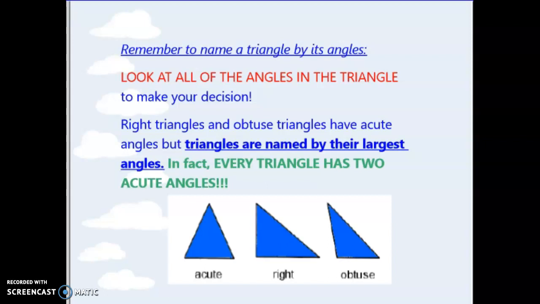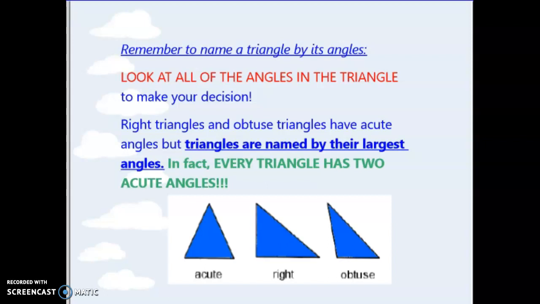In fact, every triangle is going to have two acute angles. But let's look at our three triangles that I drew on this page. An acute triangle, every angle on that triangle is acute. So that one is an acute triangle. But then, look at the second one. That's a right triangle. We see the right angle in it, but we also see two acute angles. But remember, we're going to name it by its biggest angle. Which is bigger, an acute angle or a right angle? A right angle is the biggest angle there, so we're calling that triangle a right triangle.